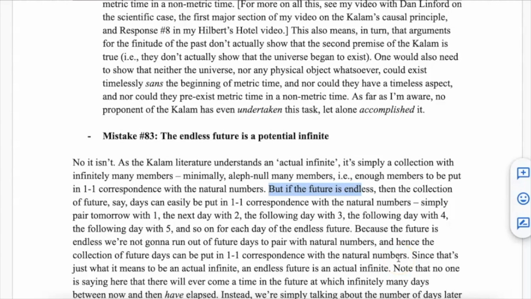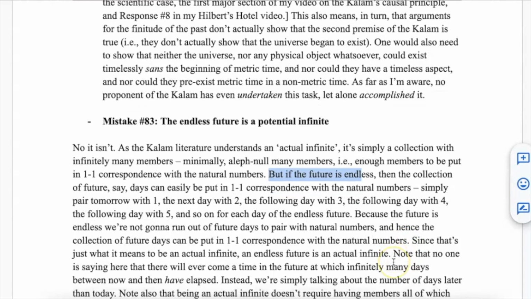Since that's just what it means in the Kalam literature to be an actual infinite, an endless future is an actual infinite. Note that no one is saying here that there will ever come a time in the future at which infinitely many days between now and then have elapsed, right?